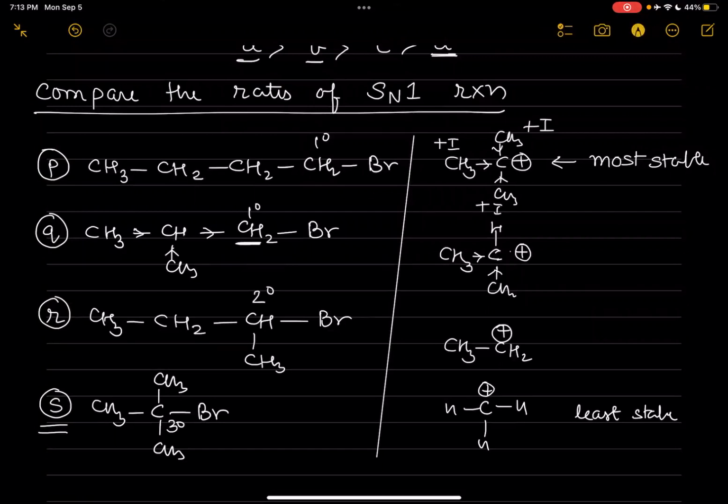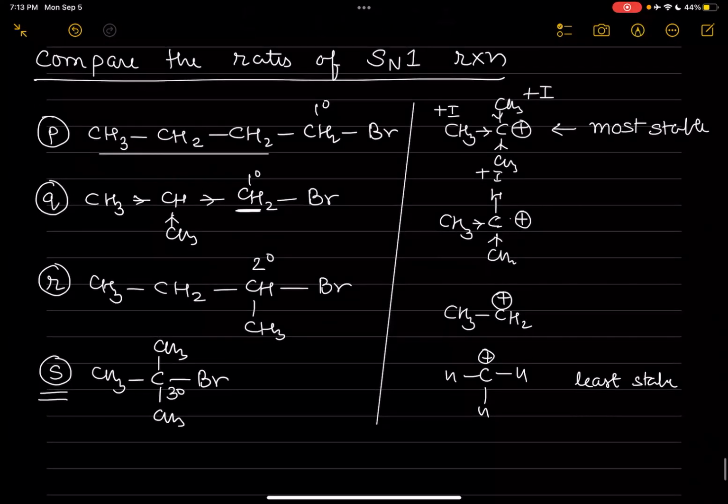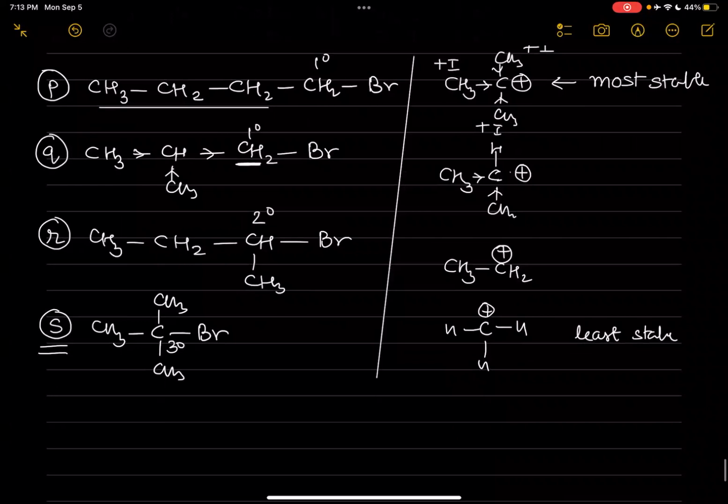The carbocation is forming at this place, and this methyl is a bit closer as compared to this one, where the methyl groups are one after another. So this being closer, it is going to give the electron more easily to the C plus, and that is the reason why the reaction can happen more easily. Okay, so the rate of SN1 is going to be S, R, Q, and P.